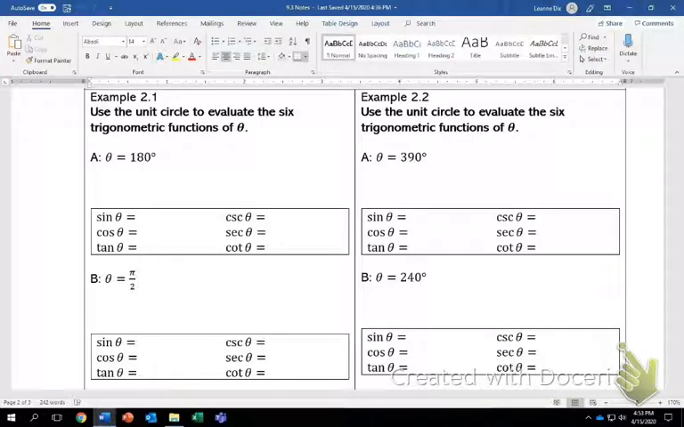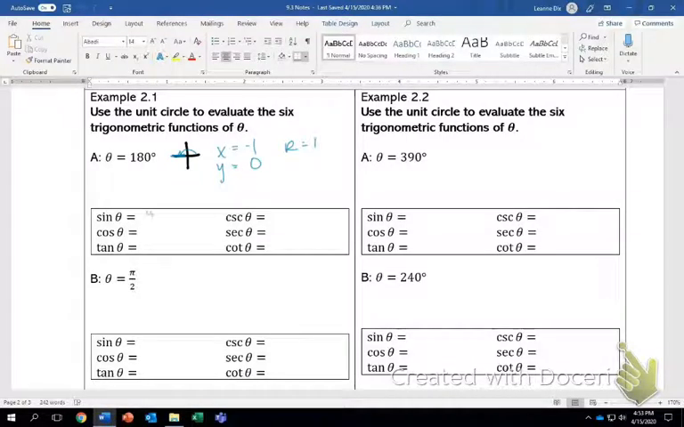It says use the unit circle to evaluate the 6 trig functions of theta. All right, and so the first two on the left-hand side are going to be sort of easier just because they are on our axis, or one of our axes. And so the first one is theta is equal to 180, and so we can draw our picture and put our line at 180 and just use the unit circle to figure out, well, what is x? Well, x is going to equal negative 1, and y is going to equal 0.